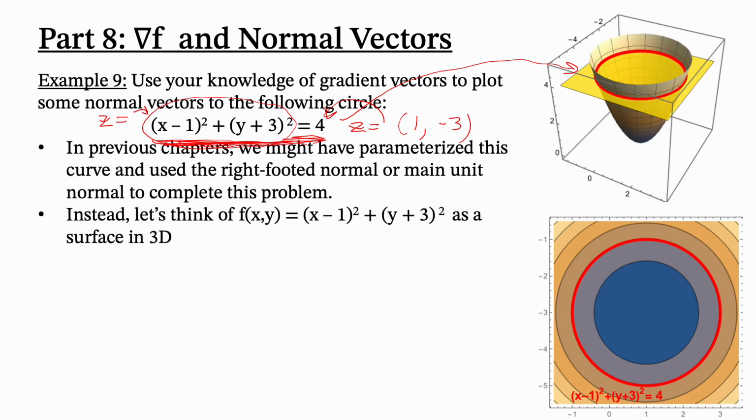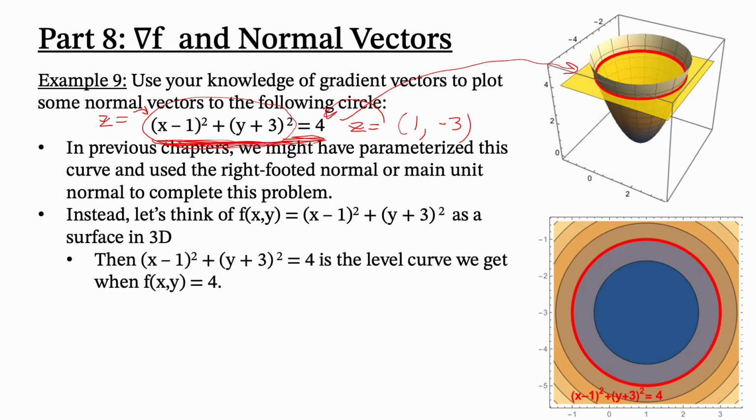And what's cool about that is now that we framed it that way, if we find some gradient vectors whose tails are on that level curve, we just found some normal vectors because gradient vectors are perpendicular to level curves. So anyway, let's do it.